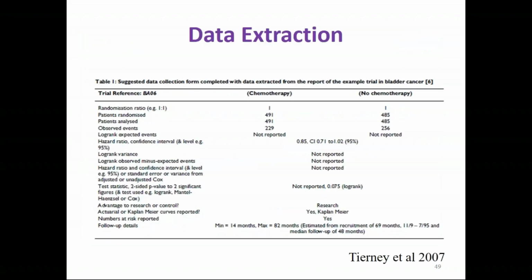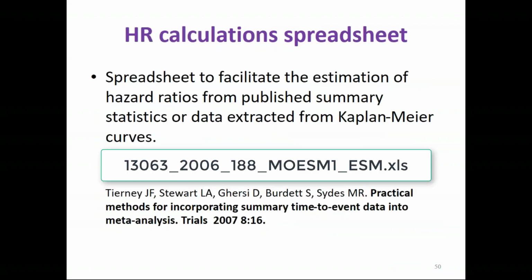They also in that paper provide a template data extraction form for you to use if you're considering extracting time to event data for a particular trial. So that's a really useful tool as well. And then finally, they also present a spreadsheet to facilitate the estimation of these hazard ratios from any of these summary statistics that we've been through today, and also from the extracted Kaplan-Meier curves. So there's a link in the paper, it's also provided there.